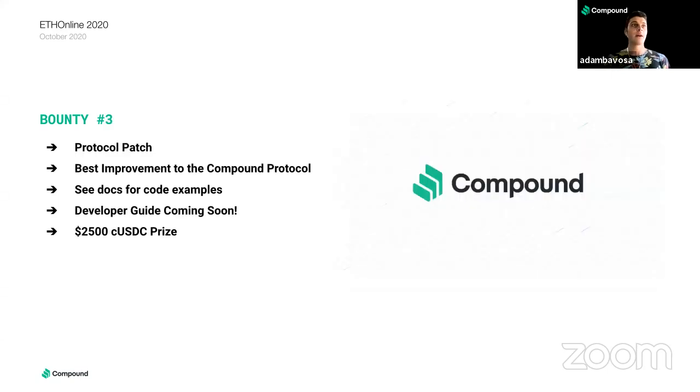And the third bounty, with the biggest prize, is a protocol patch. So the community can develop changes for the Compound protocol and propose those updates, and the community votes on it using governance. And you can create your own patch. That's the biggest bounty prize. We're actually building a developer guide for this. It's almost done. I will share it in Discord once it's done, so you can see how you can make improvements to the Compound protocol, and that's the $2,500 cUSDC prize.